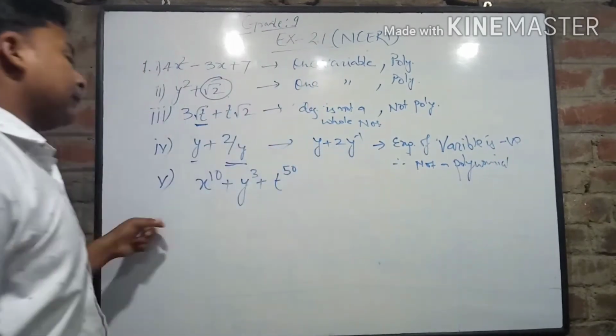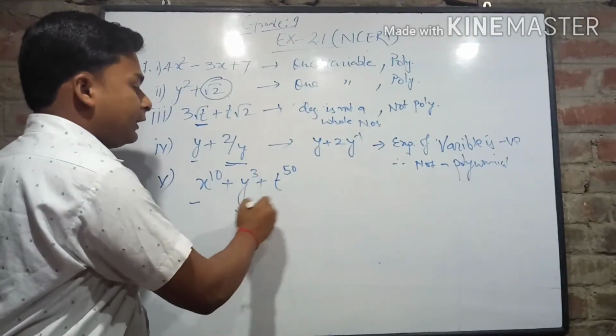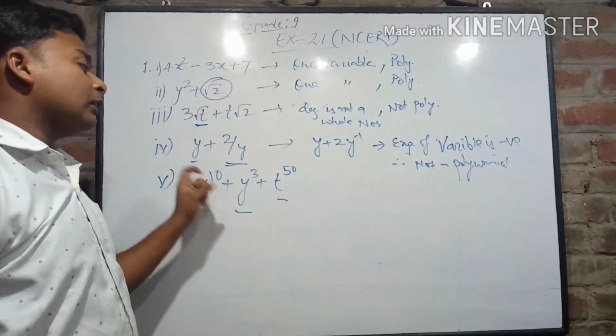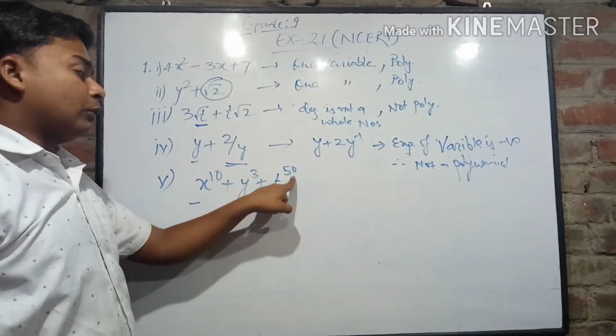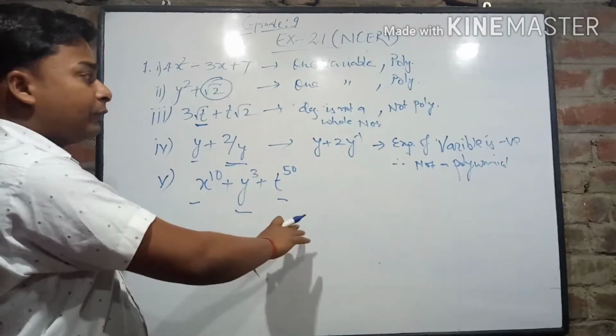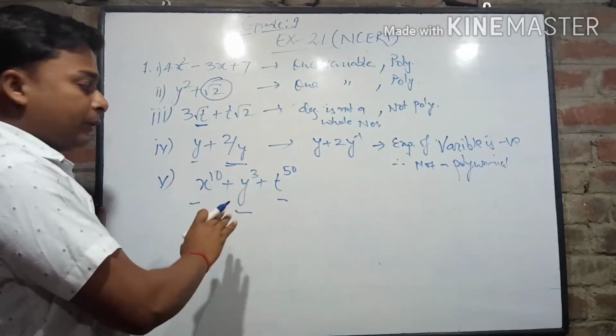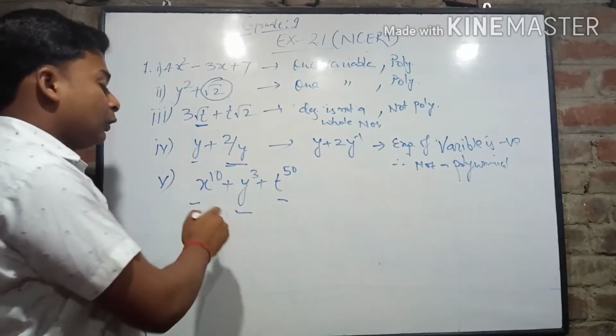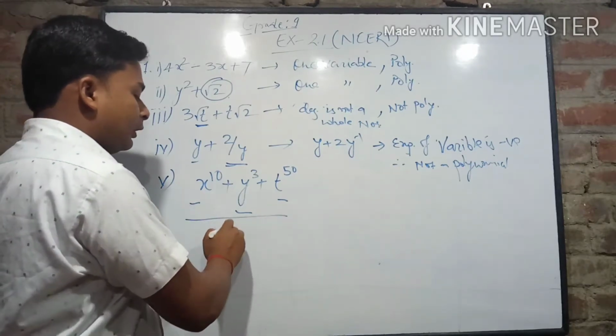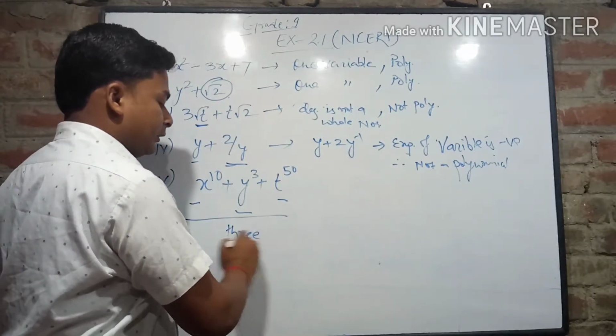Now for the last part, x, y, t, though they all have whole numbers only, these three are different variables. So they are polynomials, but they are not polynomials of one variable, they are polynomials of three different variables.